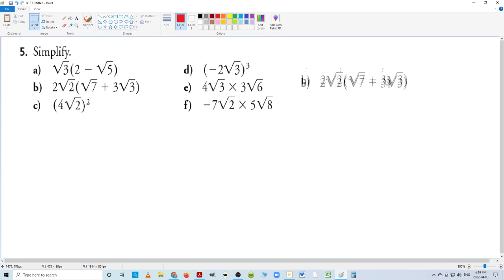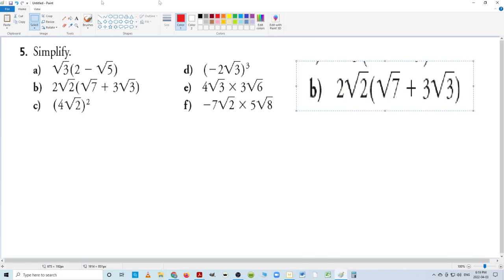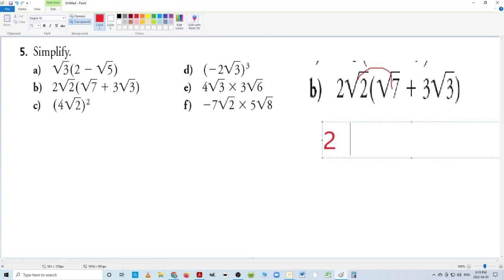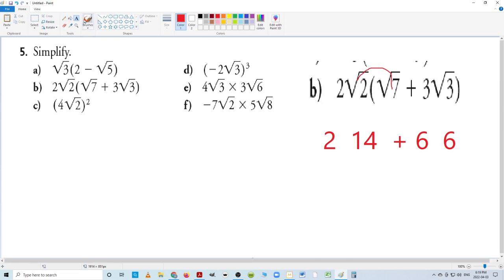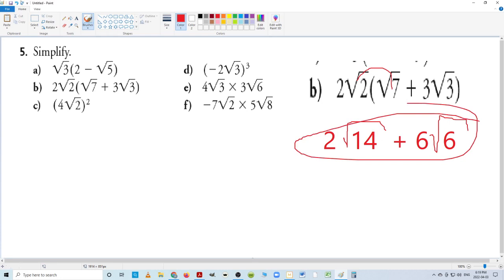Okay, so in this you just want to focus on the numbers can multiply the numbers, and the roots can multiply the roots. So in this first one, I'm left with 2 times the square root of 14. And then 2 times 3 is 6, and square root of 2 times square root of 3 is square root of 6. So I'm left with 2 square root of 14 plus 6 square root of 6. Now you should always look and see if these can be simplified further, but in most of these cases they can't, and that's the simplified version.